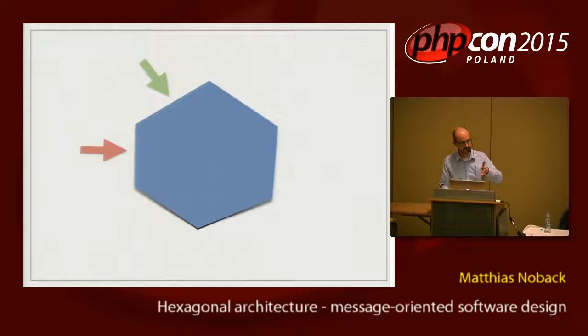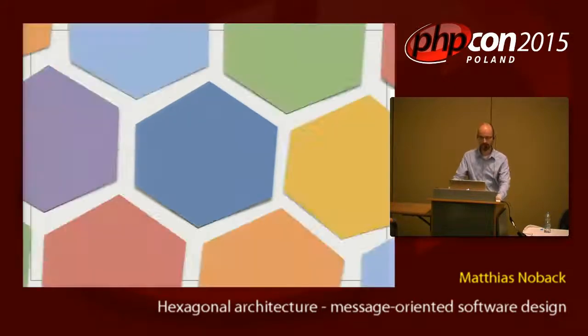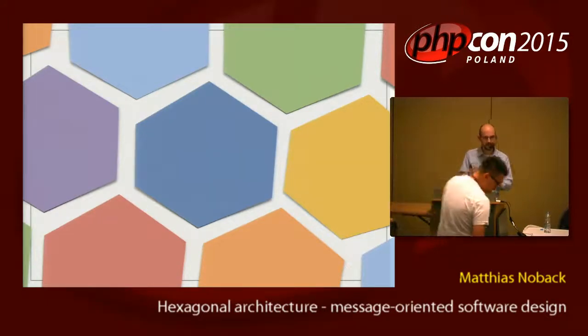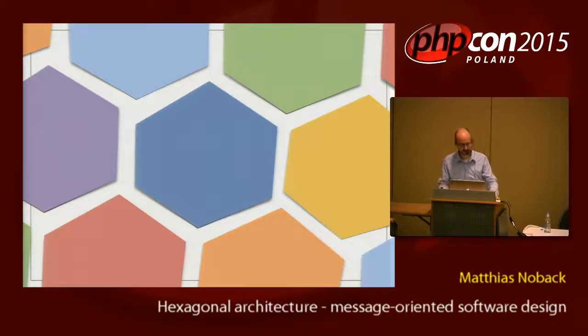When you ask, well, does it have to be six sides? Not sure. It looks nice. You know, you can create these nice wallpapers from it. But of course, it does make sense to take the hexagon as a shape, because on average, in general, I think most applications will end up with about six ports. But if you need to draw more ports on your application, then it's of course no problem to take seven sides or eight sides.